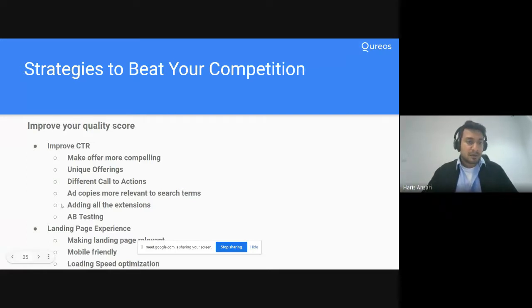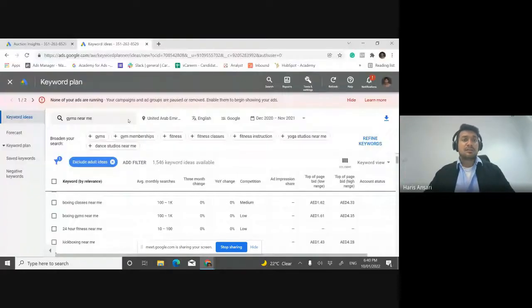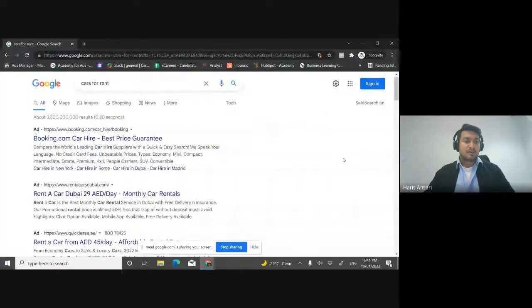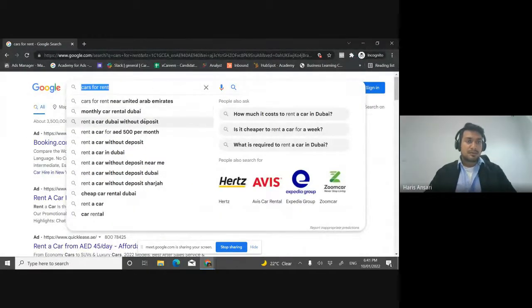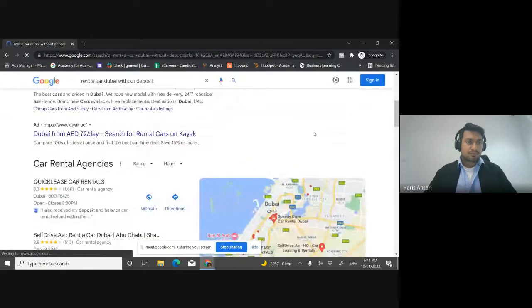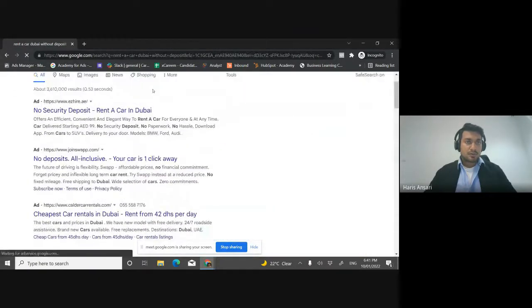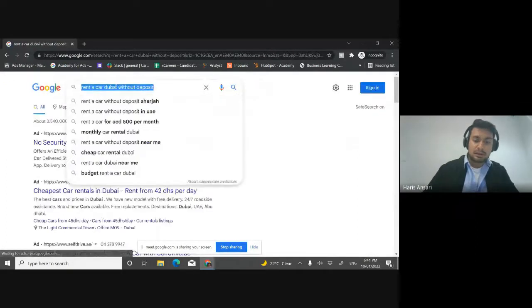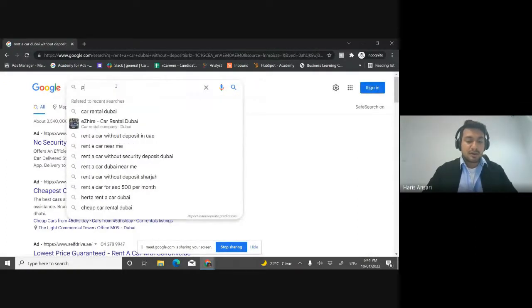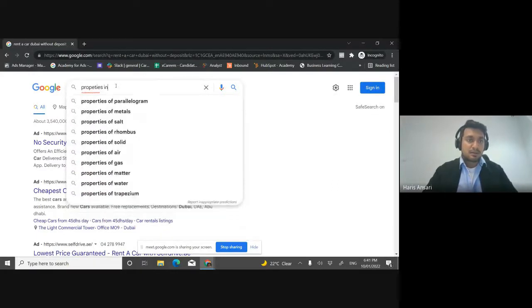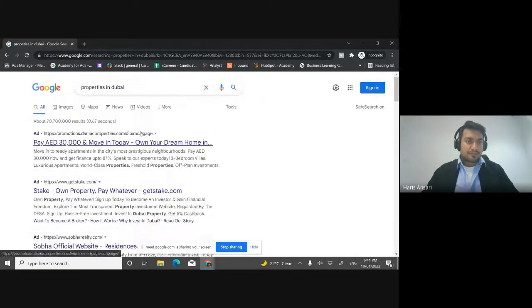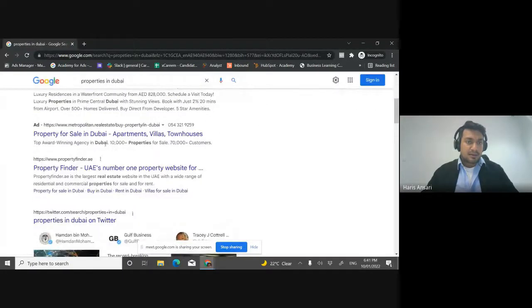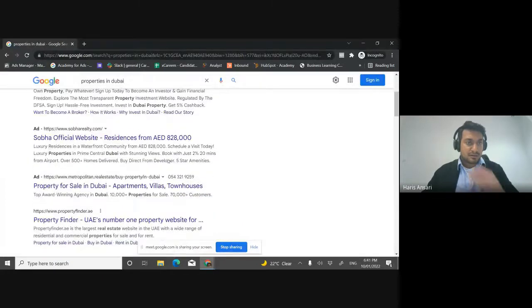There are extensions. I hope everyone is aware of the extension. So I'll quickly show what extension is. When you search for something, let me search for anything new. So when we search for something, why aren't we getting extension over here? Let me just search for properties and Dubai. So we get different pointers below the search apps.